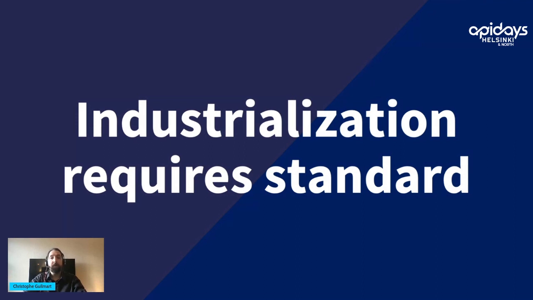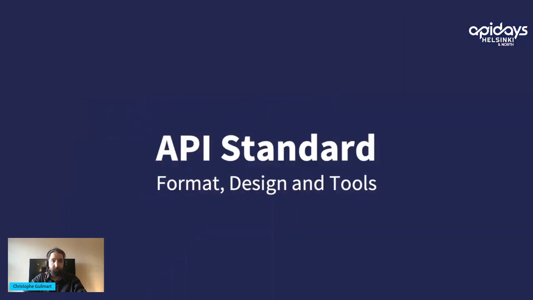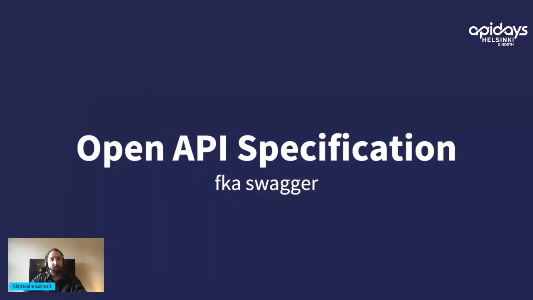But what about standards for APIs? For API standards, you have the format, you have the design itself, and you have the tools you can use. So let's look first at the format. The most popular format for API specification is OpenAPI Specification, formerly known as Swagger. As a reminder, this is a text file describing the API design, and this is the file we want to run the linter on. But a format is just a medium, a container.